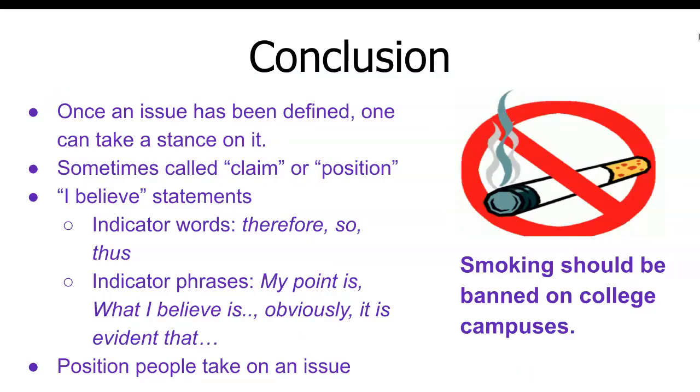Once you have an issue, you need to have a conclusion. A conclusion is your stance or claim or position on the issue. So a lot of times, you might phrase a conclusion with an I believe or the author believes type of statement. So if our issue was, should smoking be banned on college campuses? One way to phrase your conclusion could be, smoking should be banned on college campuses. The opposing argument would be, smoking should not be banned on college campuses. Remember, your conclusion is just one statement that answers your issue.